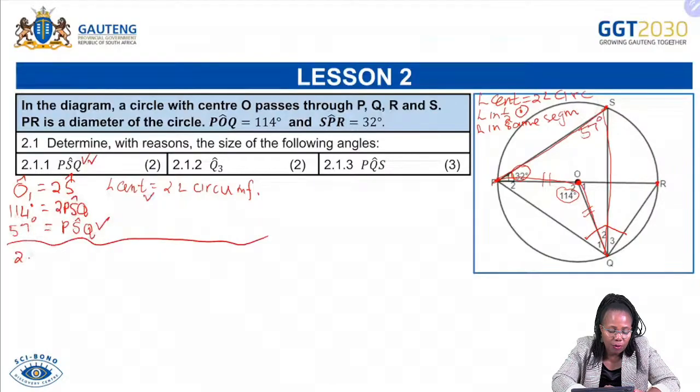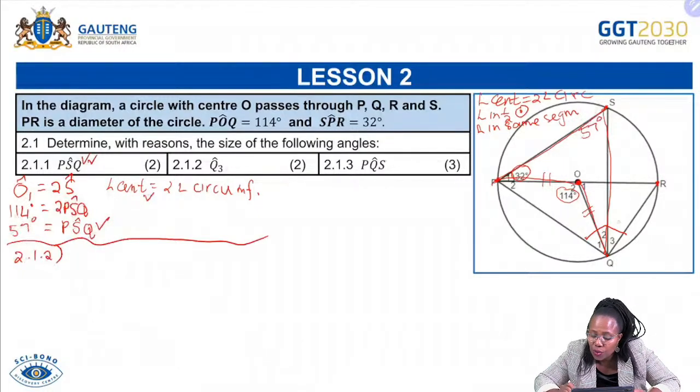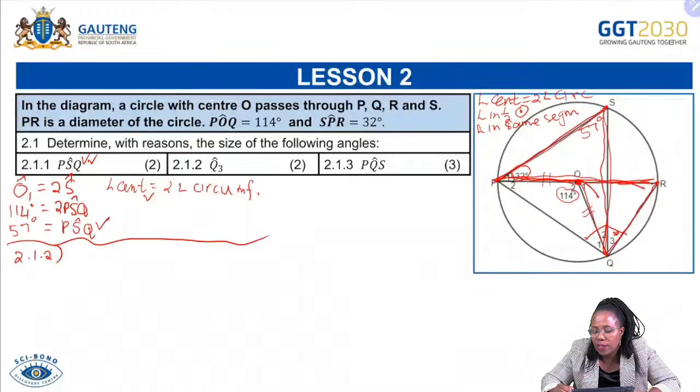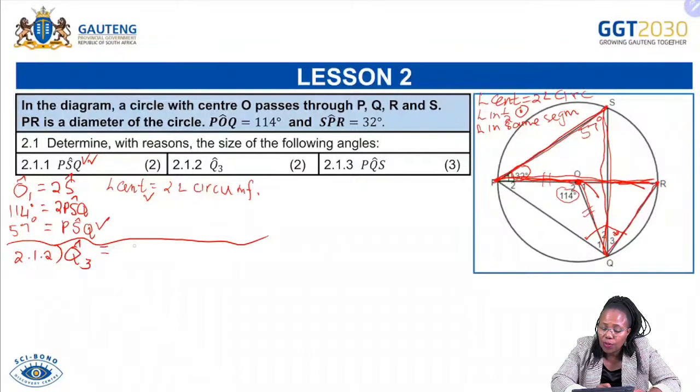And then 2.1.2, angle Q3. Remember, after calculating the value, put it on the diagram, right? Now we want to calculate Q3. Q3 is this angle here. So now if you look at your bow tie here, can you see that bow tie shape, which gives you same segment? Therefore, angle Q3 is equal to angle P1, which will be equal to 33 degrees. Reason: angles in same segment.